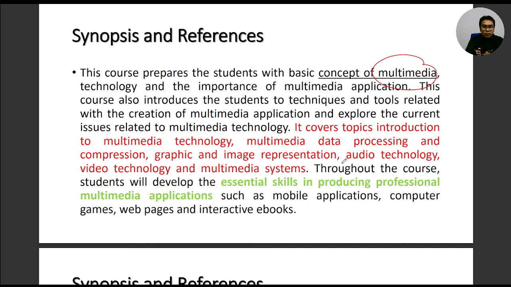Throughout the course, students will develop the essential skills for producing a professional multimedia application. Hopefully, we will introduce several apps. It could be Scratch, and how to design the whole scenario of having a full app with several platforms and elements in these 14 weeks of lecture sessions. All right.